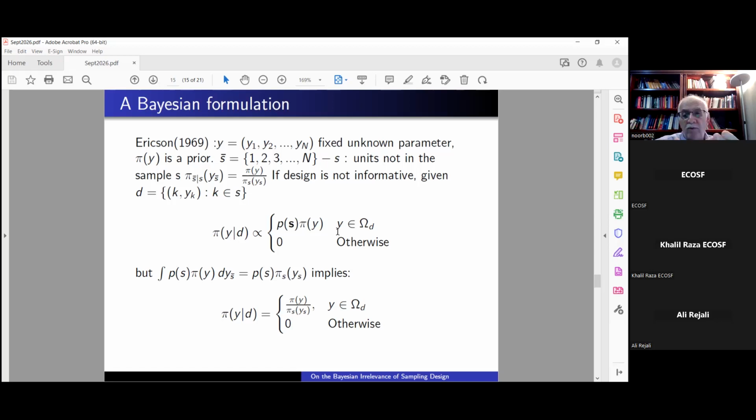With the same structure that I described, you can define a Bayesian paradigm, which Ericson did. Based on this Ericson formulation of Bayesian sampling, the posterior is proportional to the design, the P(y), and the prior that you put on the y's. Obviously, the proportionality makes the design irrelevant. The posterior, making inferences about the whole population vector, depends only on the data, and the design is irrelevant. It's coming from the previous story.